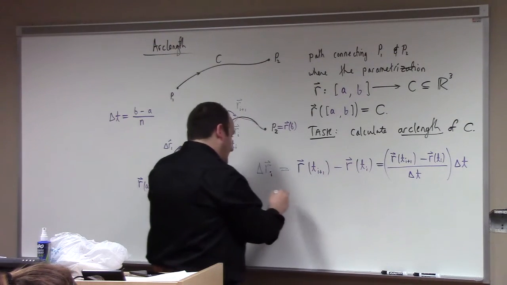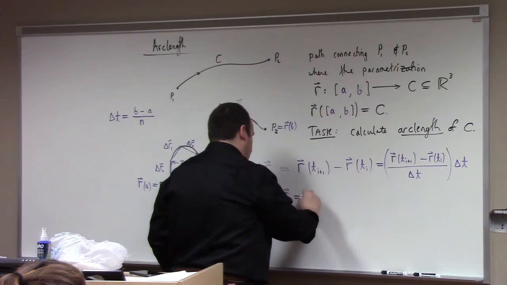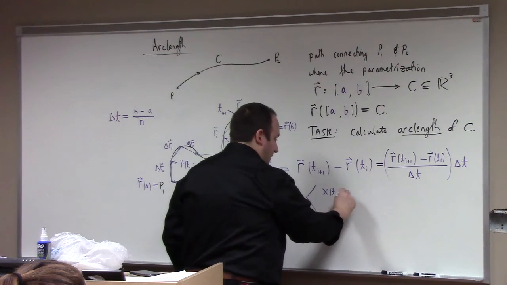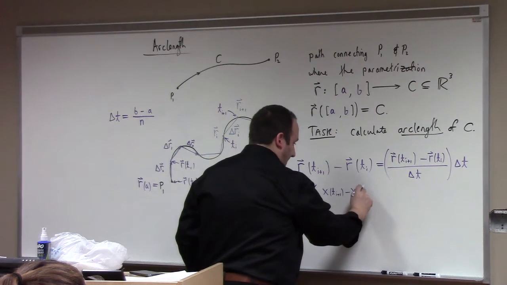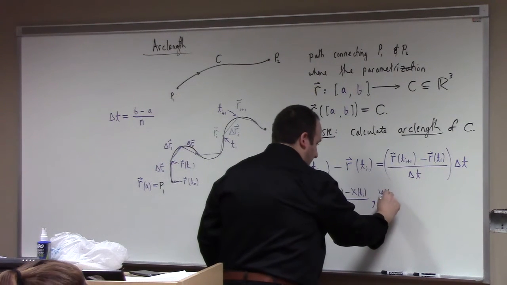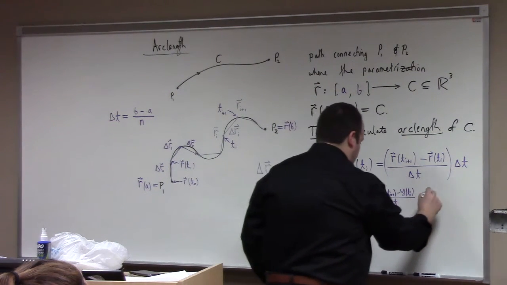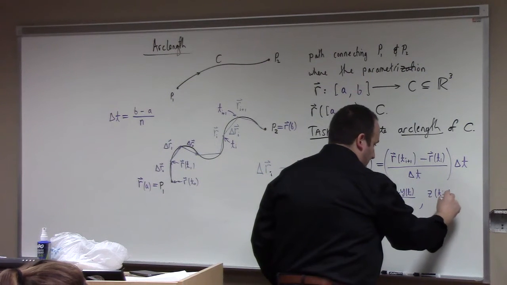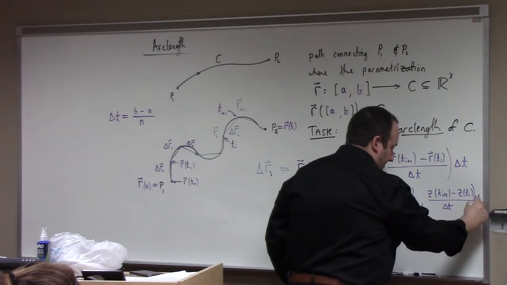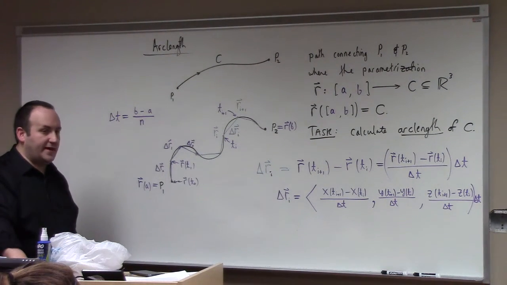Now, if we look at it more carefully, we could look at it as x of time i+1 minus x of time i, divided by delta t, comma, y of time i+1 minus y of time i divided by delta t, z of, you guessed it, time i+1 minus z of time i divided by delta t, all times delta t, using x, y, and z for the components of the path.